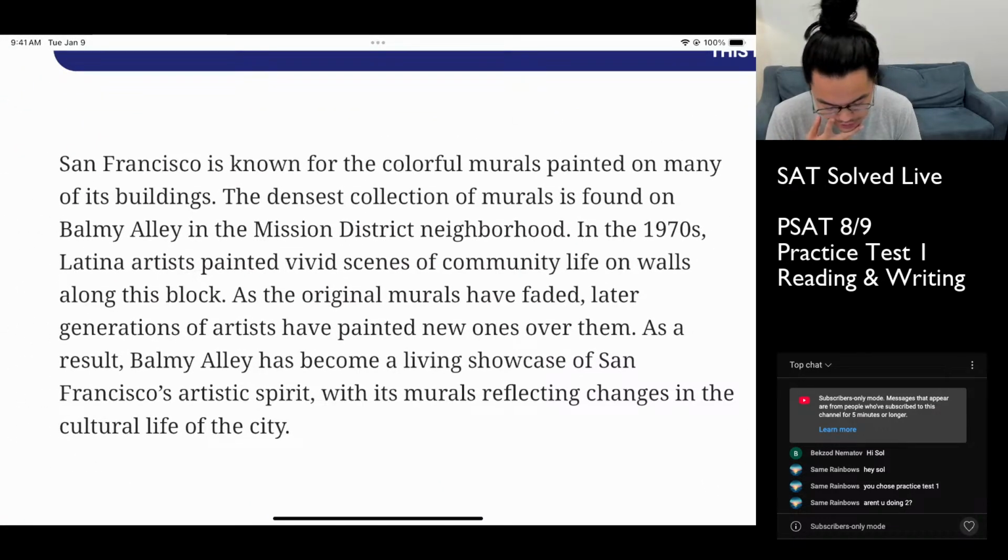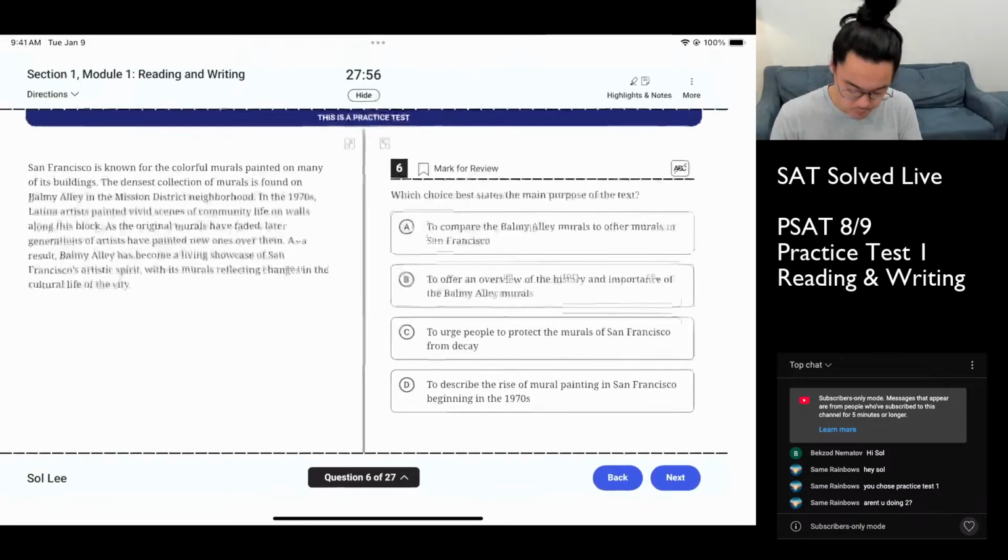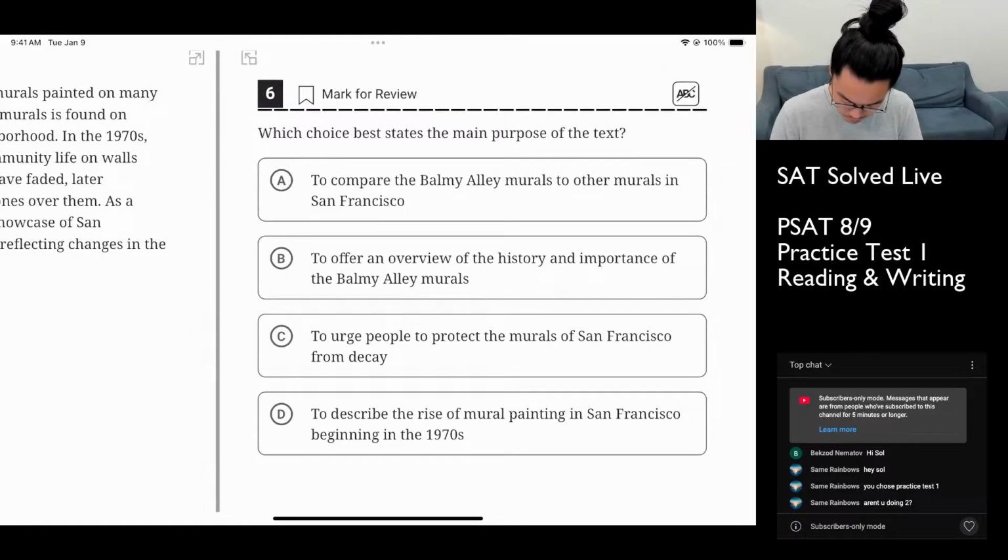San Francisco is known for the murals. Okay, good. Murals, buildings, got it. Collection of murals, Balmy in Mission District is dense. Latino artists, 1970s, backwards in time. And then, since then, new ones. Living showcase of the artistic spirit. Is this main purpose? It is main purpose. It's to depict a particular feature of the city, okay, and it's changed over time as well.